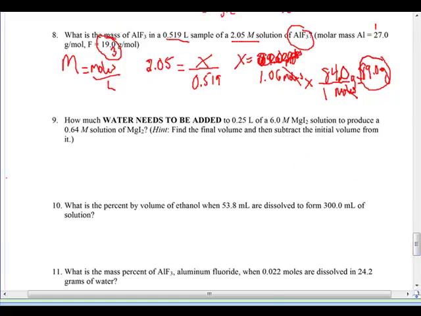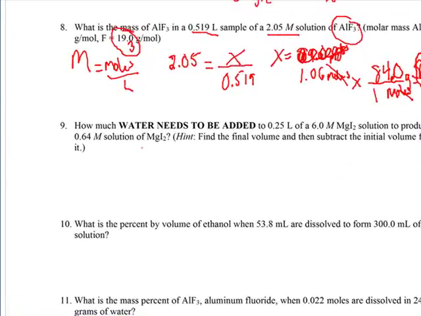Number 9 says how much water needs to be added to a 0.25 liters of a 6 molar magnesium iodide solution. So these two things go together. That's what we're starting with. And we want to make a solution with this molarity. We just don't know how much water to add. We don't know what the volume is going to be. We don't know how much extra water to add and so forth. But we do know we're going to start with 0.25 liters of the stuff.